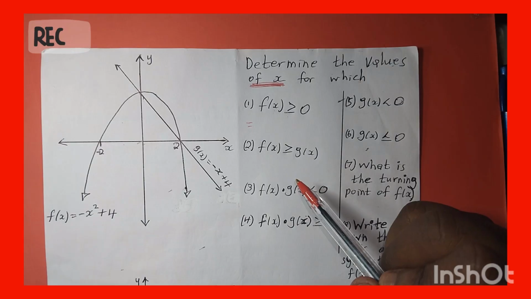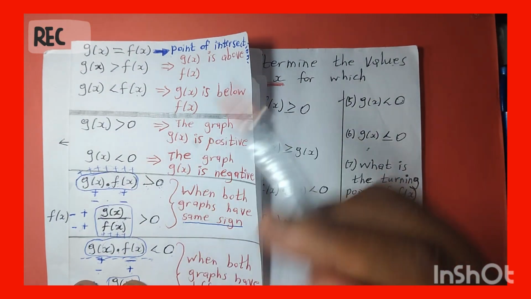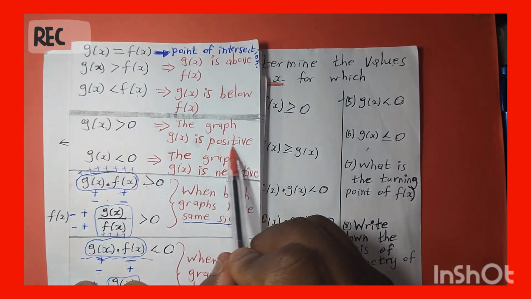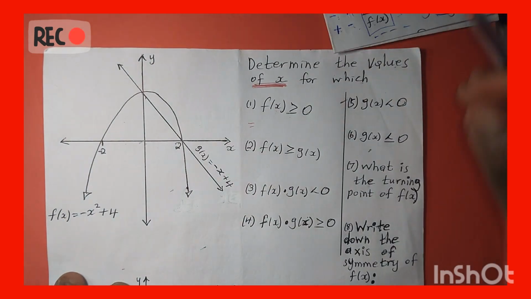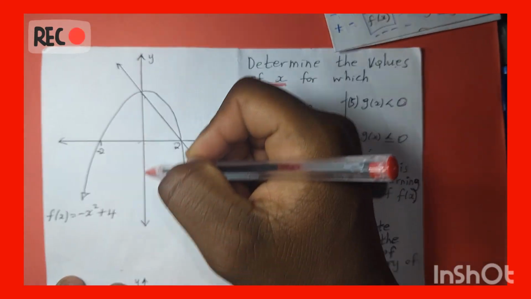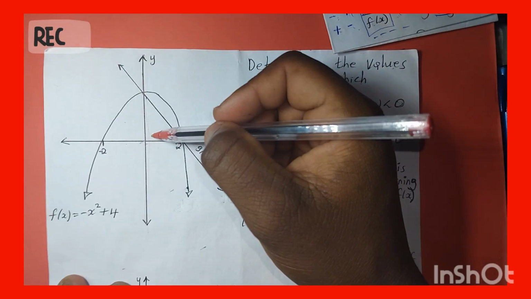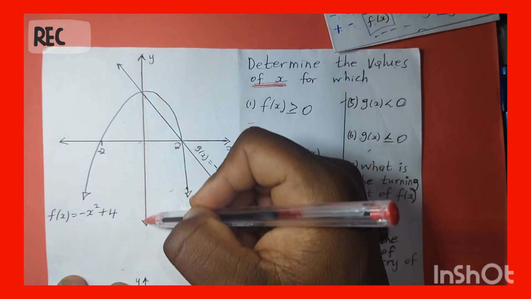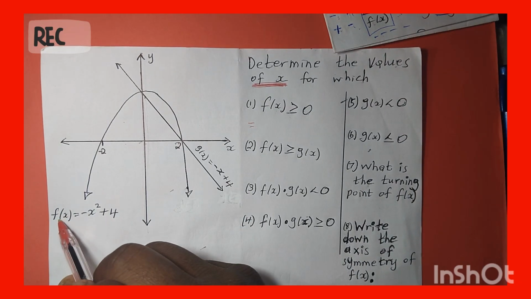What does this mean to you? Remember from those conditions that when you see a graph which is greater than 0, it means that graph is positive. So how do you see a graph is positive or negative? Let's focus on the y values. If you check the y values here, they are positive, but here they are negative. And that graph is represented by the y values.